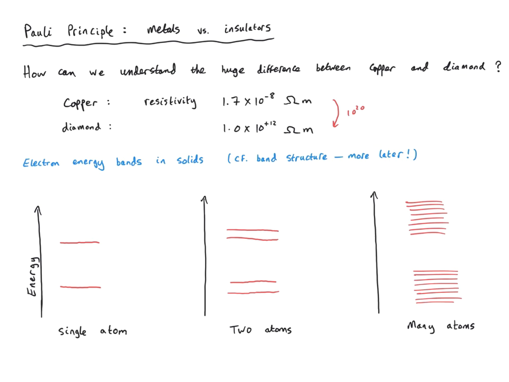So what do we do with this information, and how can we understand now the resistivity of copper and diamond? And for that matter, what has this got to do with the Pauli principle? Well, the Pauli principle comes into play when we want to accommodate all of the electrons in the solid into these energy bands. How do we do that?